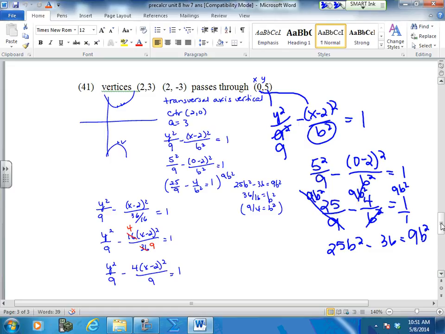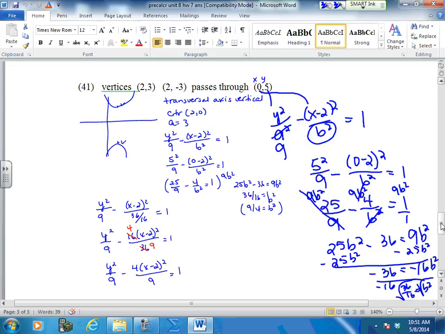It's not factoring, because you only have b squares, no b's. Get the b squares to one side. Subtract 25b squared. So negative 36 is equal to negative 16b squared. Divide by negative 16. So you get 36 over 16 equals b squared. Take the square root. How nice is that?